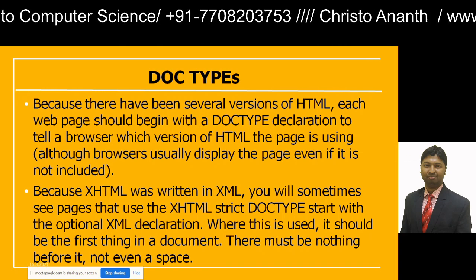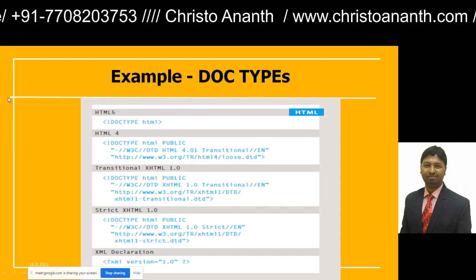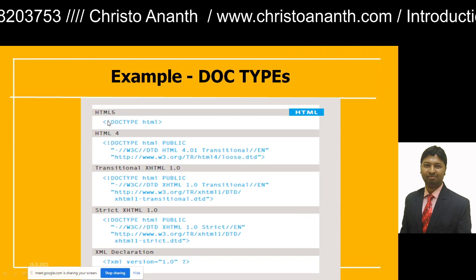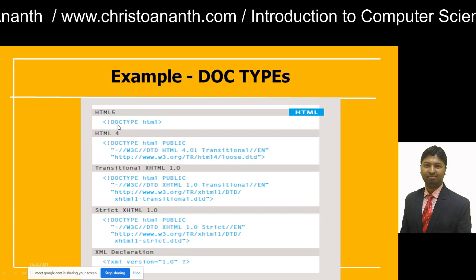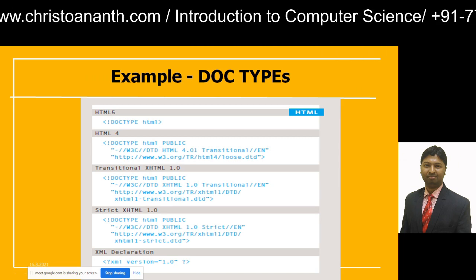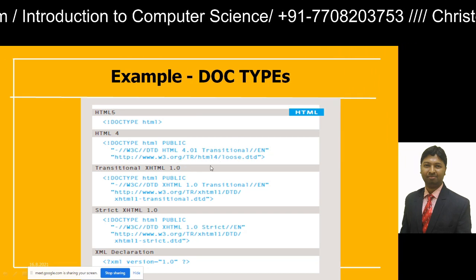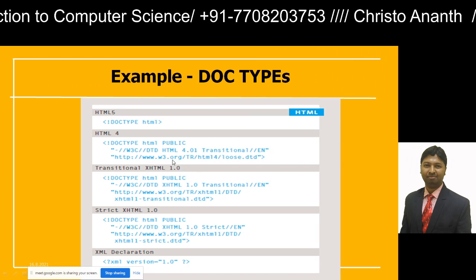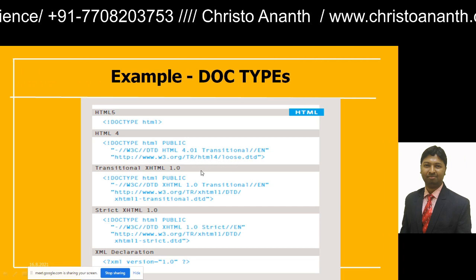So this is an example. This is how you start. In the case of HTML5, you start with the exclamation symbol, doctype html. And for the older format, you have doctype html public, and then you access w3.org/tr/html4/loose.dtd.